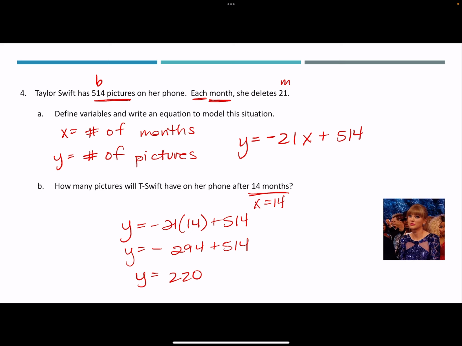So Y is the number of pictures. So T Swift has 220 pictures after 14 months. All right. Yes, she does, right? She's shaking her head. Okay.